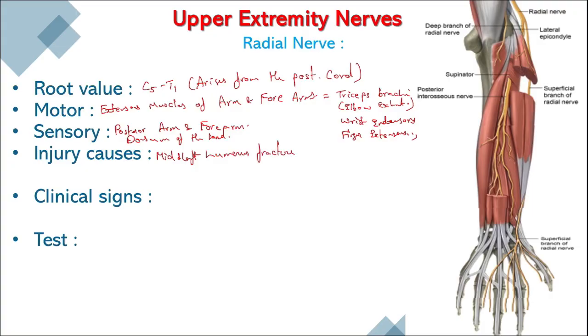nerve palsy. Sometimes improper crutch use can also cause it. If any patient uses crutches improperly, then the patient will get this type of radial nerve problem. And yes, Saturday night palsy can also cause radial nerve palsy.